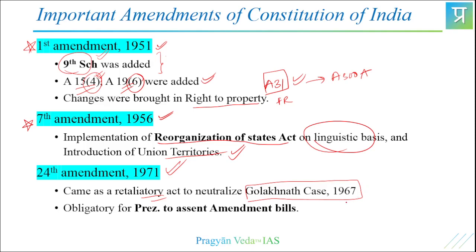right? So at that time the government brought in these amendments to curtail the same, and it also made the president's assent to amendment bills obligatory, especially for constitutional amendments. For various bills, whether a financial bill, money bill, or constitutional amendment bill, the president cannot sit on a constitutional amendment bill; he just has to give assent. So it is made obligatory. Important questions can be found on this statement.